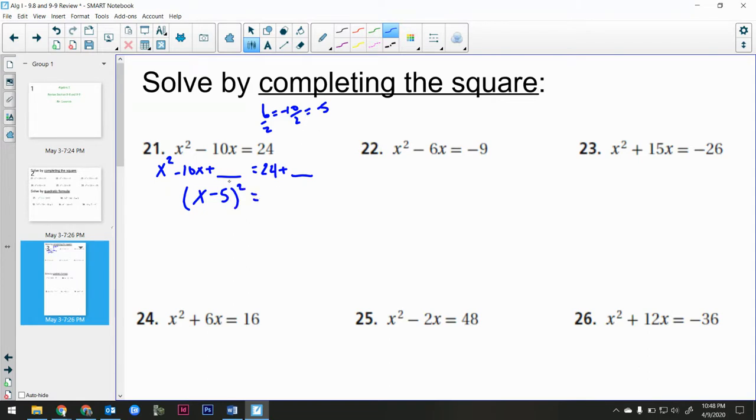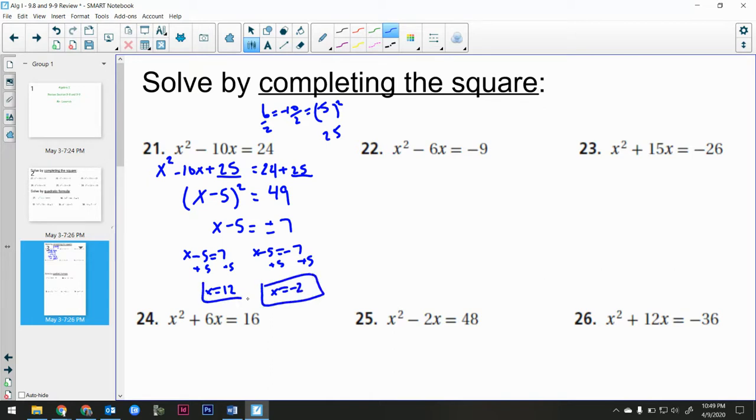But what do I have to add here? Oh, I have to add this squared, which is 25. So I'm going to add 25 to both sides. So that gives me a 49 on the right side. 24 plus 25 is 49. Now I square root the opposite side. I get x minus 5 is equal to plus or minus 7. And at this point, that's where I create my two equations. x minus 5 is equal to 7, and x minus 5 is equal to negative 7. I add the 5 here and get a 12, and then I add the 5 here, and I get a negative 2. So there's my two answers there.